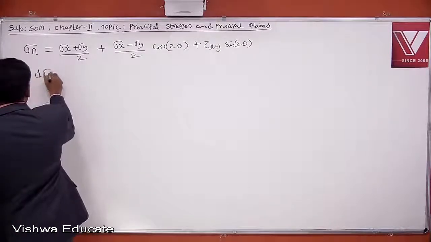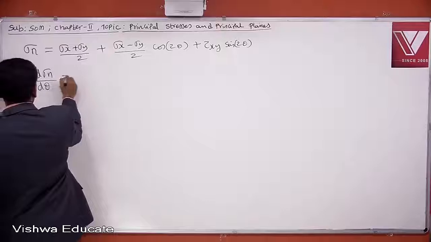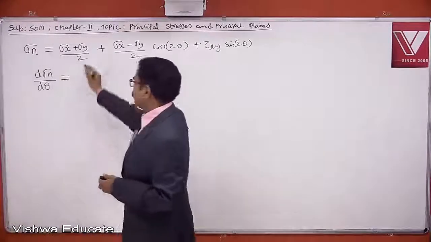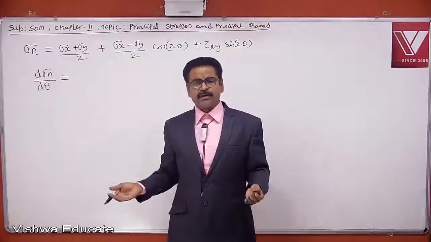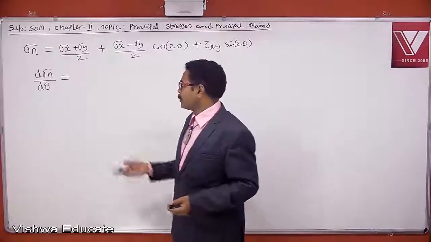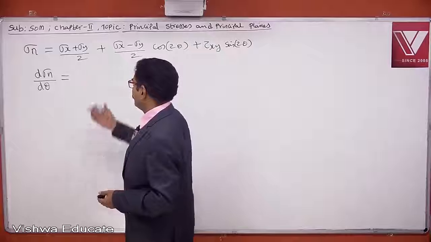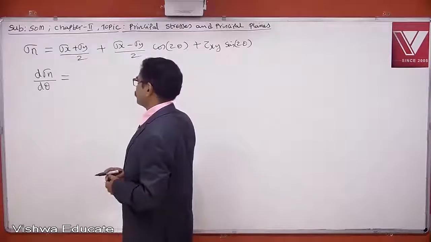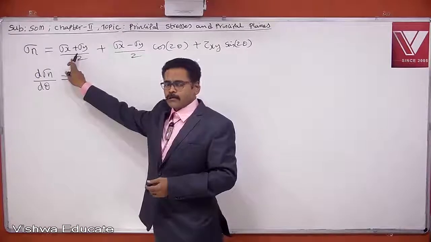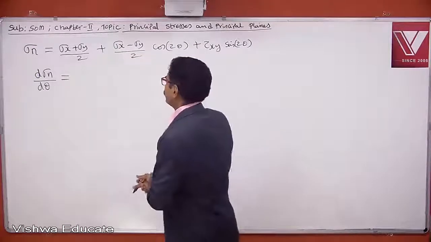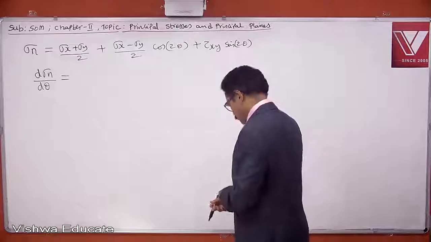d sigma n by d theta is equal to the differential of sigma x plus sigma y by 2. Sigma x, sigma y are loads, sectional loads. So they are constant. Differential of a constant is zero, right? These are not functions of theta. They are given loads, and they don't change with theta, right?